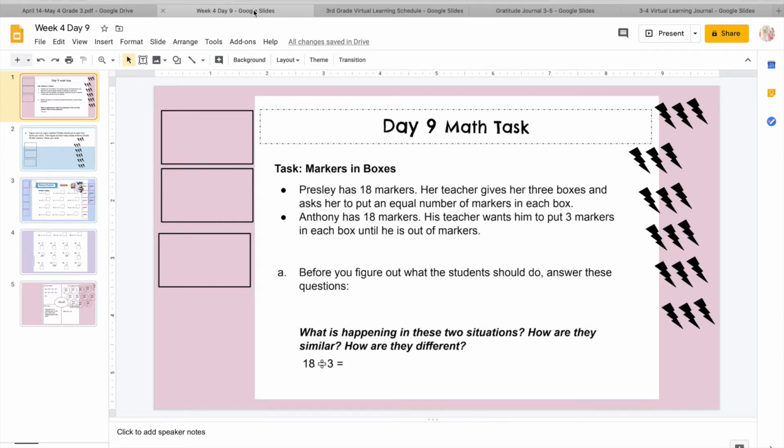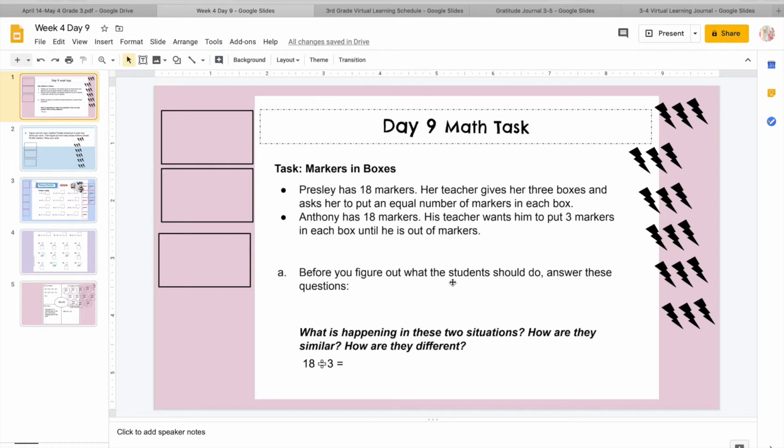So for today's math, we have a math task. I believe there are two parts to it, and it's just about looking at equations different ways. It's all about markers in a box. Presley has 18 markers. Her teacher gives her 3 boxes and asks her to put an equal number of markers in each box. Then there's Anthony, who also has 18 markers, and his teacher wants him to put 3 markers in each box until he's out of markers. So as you can tell, the difference in the layout is Presley knows how many boxes she has, whereas Anthony doesn't know how many boxes he's going to need, but he knows he wants 3 in each box.